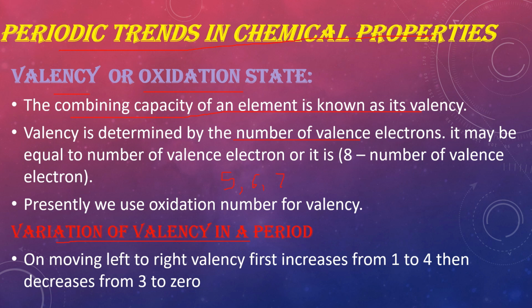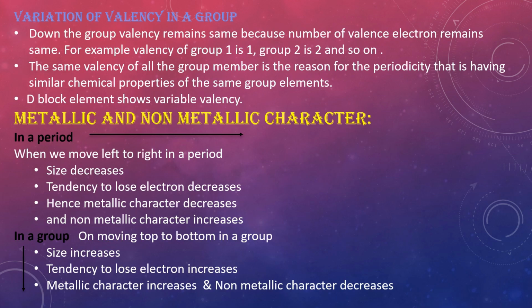On moving left to right, we know that valency first increases from 1 to 4 and then it decreases from 4 to 0. Inert gases have 0 valency. Now variation of valency in a group. When we move down the group, the valency remains the same because the number of valence electrons remains the same. For example, the valency of group 1 is 1, group 2 is 2, group 13 is 3, group 14 is 4 and so on.